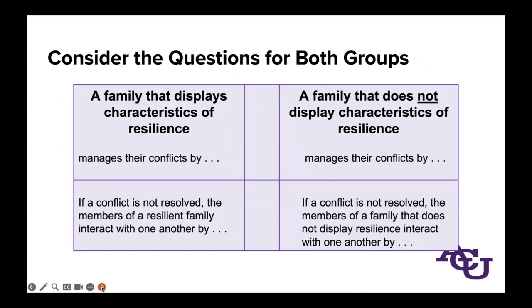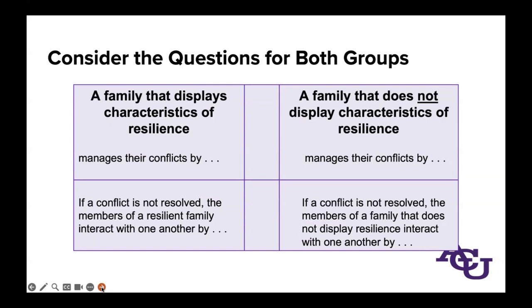So now that we've looked at the assignment, let's talk more about how to approach the content itself. First, of course, we need to consider the questions. You have two big questions that you're going to need to answer for both subjects. The first subject is a family that displays characteristics of resilience, and the second is a family that does not display characteristics of resilience. The first question is, how do both types of families manage their conflict? And the second question is, if the conflict isn't resolved, how do the members of the resilient family continue to interact with each other? Or how do they interact, in other words, after a conflict fails to be resolved?